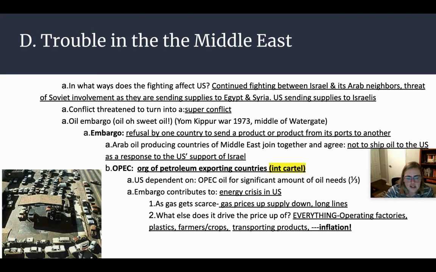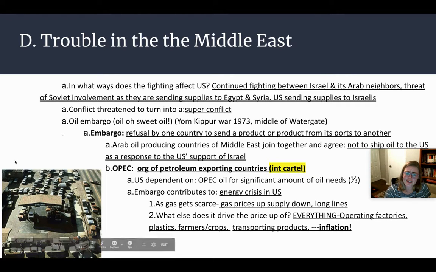But before I forget, in this picture right here, they start to have to ration gas. You would get told what days you could go get gas based off of your license plate. If your license plate ends in an odd number, you could go on Monday, Wednesday, Fridays. But you'd still have to wait in line, and they'd limit the amount of gas that you could get. So it's a chaotic thing.